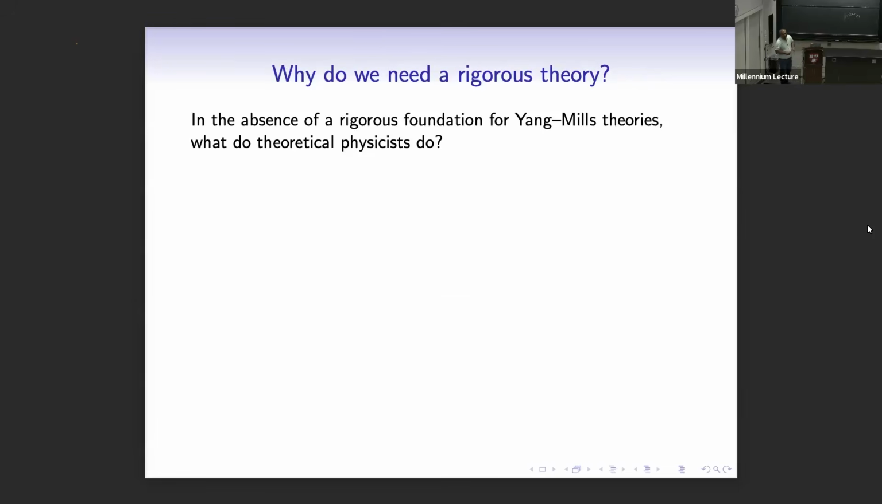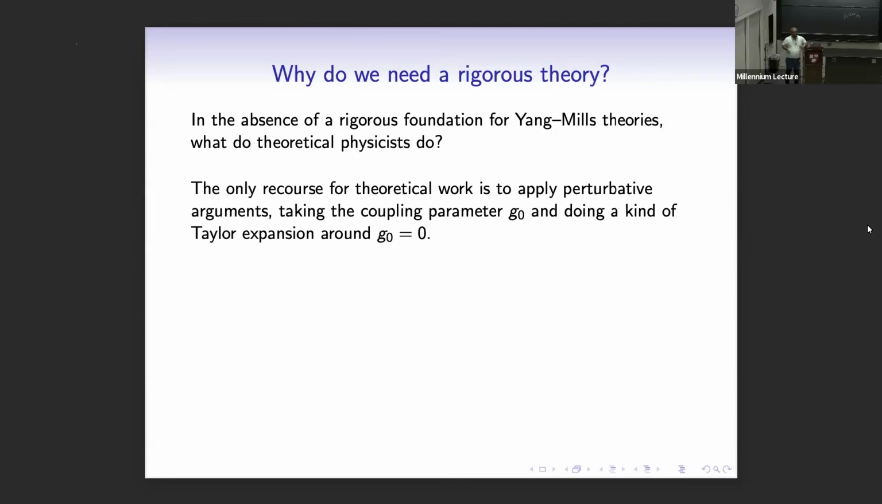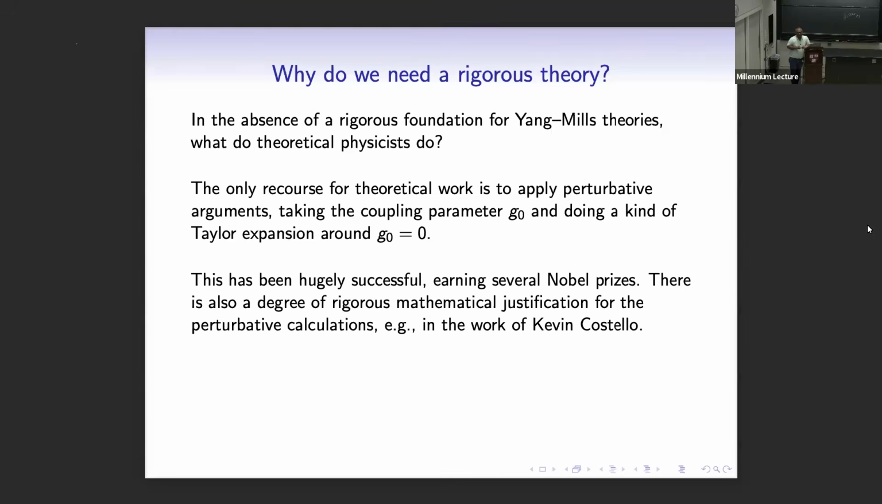So the question you may ask is, why do we need a rigorous theory? For that, you have to understand what theoretical physicists do for Yang-Mills theories in the absence of a rigorous foundation. They do a perturbative calculation. They take this parameter g0 that I showed and do a kind of Taylor expansion around g0 equals 0. And it's a very complicated expansion. You have to do perturbative renormalization, so there's a lot going on there. And this has been hugely successful, and there are several Nobel Prizes for this.